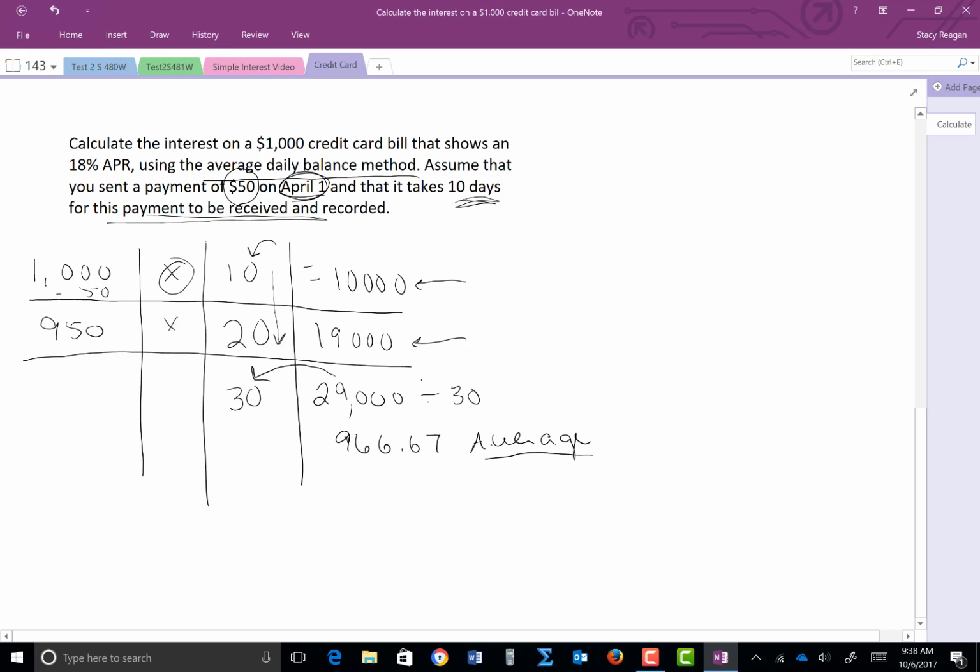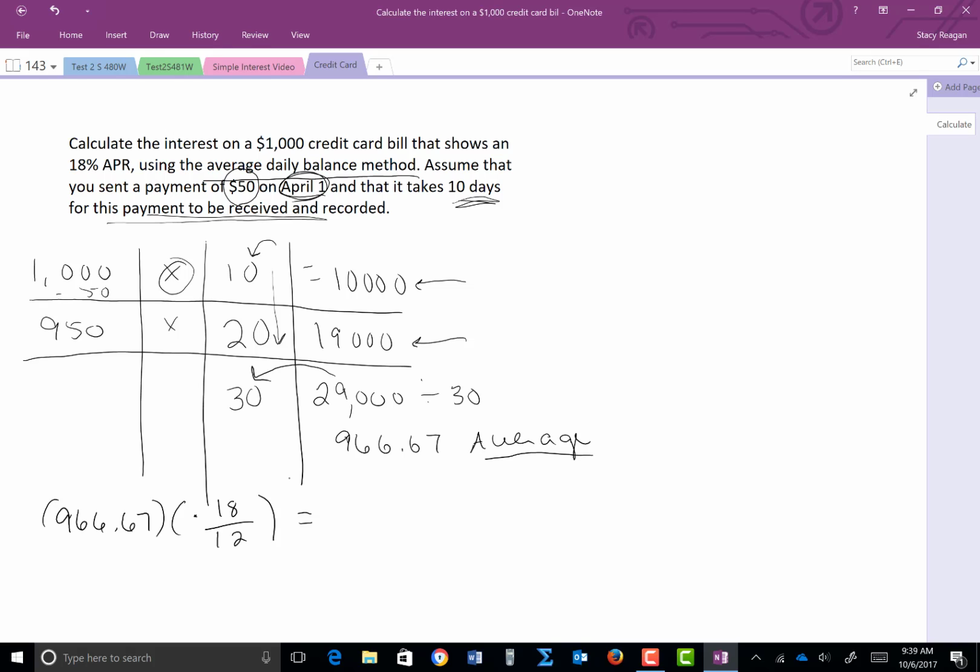Never do you really owe 966.67. That's just your average. That's the average that you owe on a daily basis. Sometimes you owe more than that, sometimes you owe less than that, but that's your average. And your average is what you use to calculate the finance charge. Just like you did on all the other problems, you'll use the 18% divided by 12, or 18% times 1 over 12, because you have 12 months in a year and this is monthly.